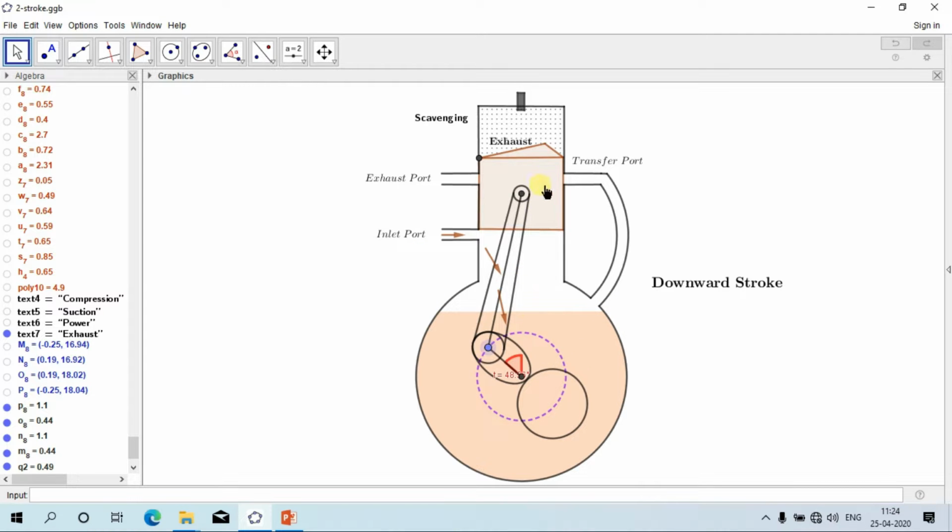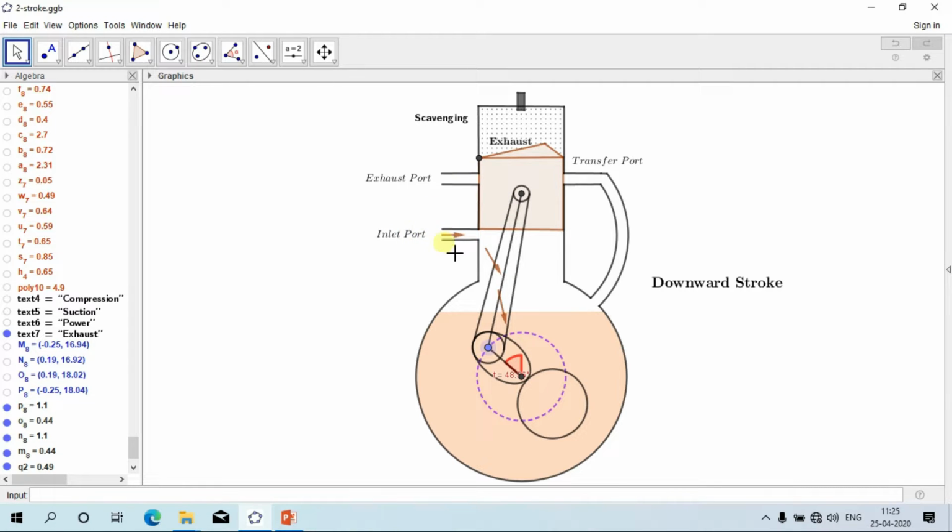So the basic mechanism is the same as a four-stroke, meaning piston, connecting rod, crank, and counterweight are shown over here. This lower portion is called the crank casing or sump, the upward portion is the cylinder, and the outer portion is called the engine block. On the engine block, various openings are created which are known as ports.